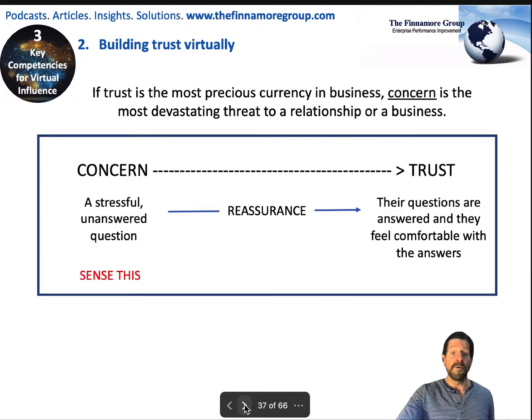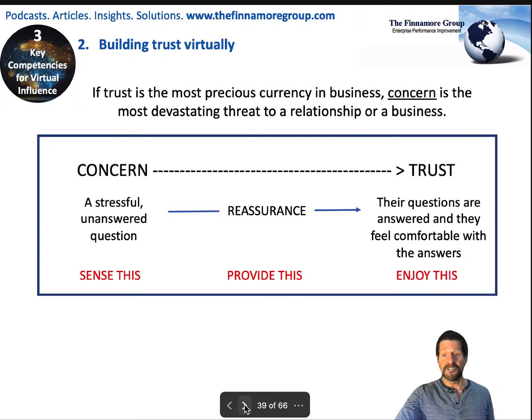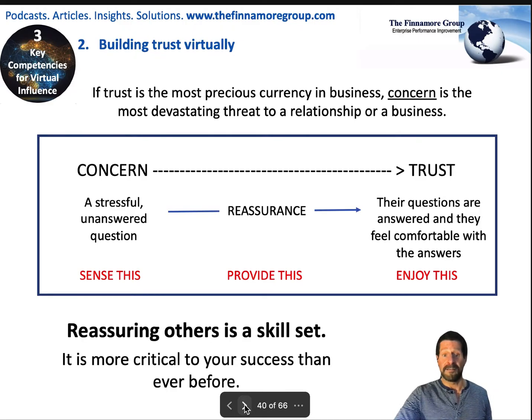So we want to be able to sense this because you can't fix what you don't know is broken. We want to provide this so we can enjoy this. Reassuring others is a skill set. It's more critical to your success in a virtual environment than at any other time.